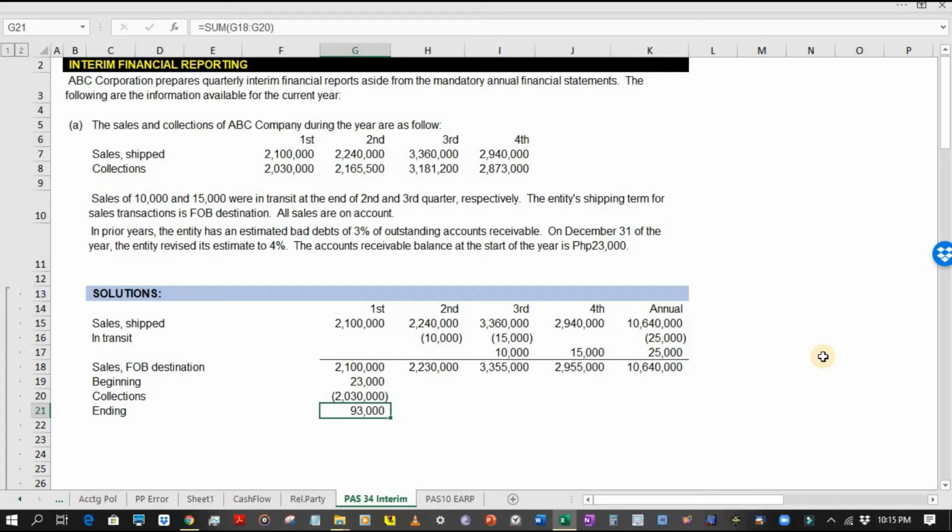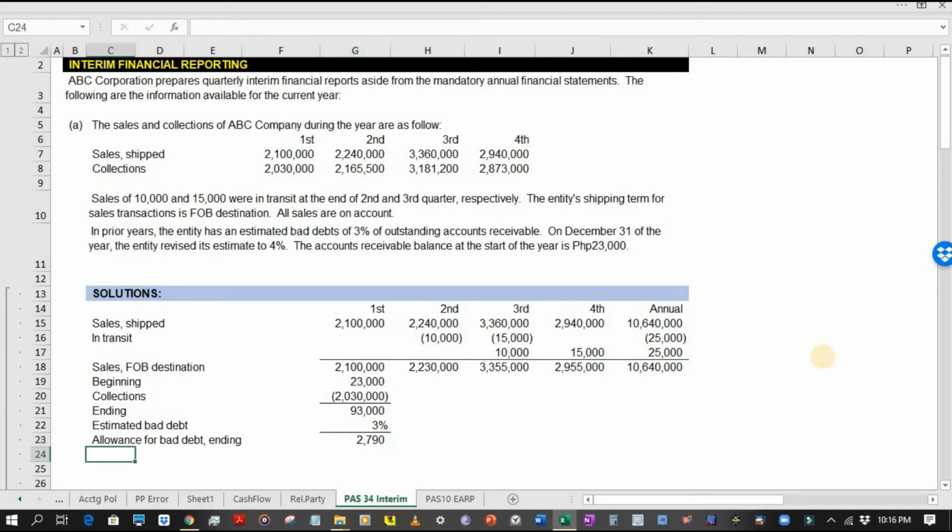And again, since the method used by the entity in recognizing bad debts is the outstanding accounts receivable balance method, the 3% will be multiplied to the ending balance of accounts receivable of 93,000 pesos. So that is 93,000 multiplied by 3%. So the ending balance of the allowance for bad debts should be 2,790. Again, this should be the allowance for bad debts ending balance as of the end of the first quarter, March 31.